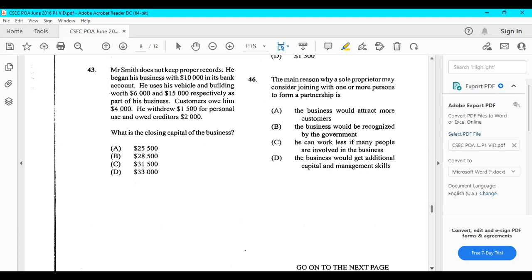We also have right here where he withdrew $1,500 for personal use. That's drawings. And drawings, in previous questions up top, we indicated that drawings reduces our capital, right? So we have to subtract the drawings of $1,500, which would end up with $31,500 as C as our answer.